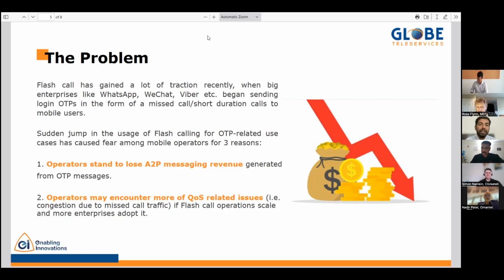Over and above that, since the voice network is being utilized and as flash call operations start to scale, one would definitely experience dipping in the QoS, which is the quality of service in the voice network, as a result of congestion by way too many flash calls being generated. So these are the two key problems: messaging revenue impact and the QoS-related impact.